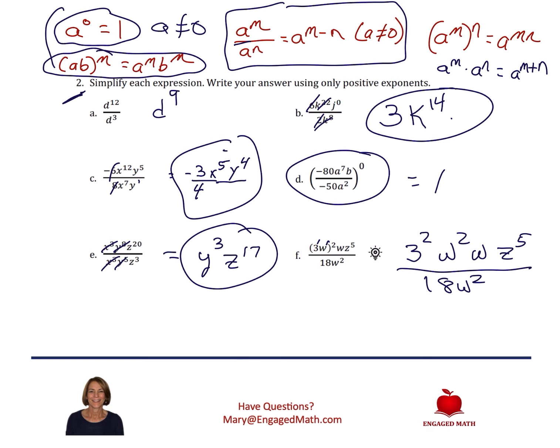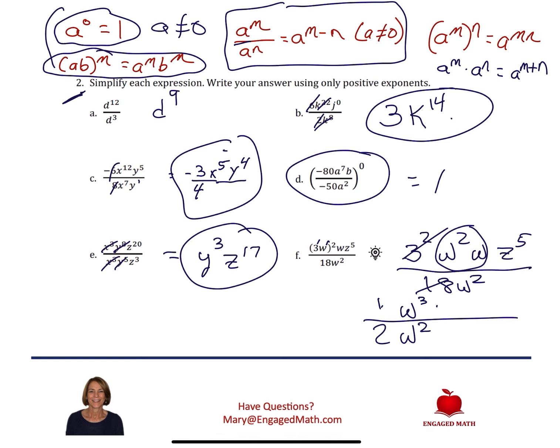Okay, 3 squared is 9, but 9 over 18, I'm kind of doing 2 steps at once here, is 1 over 2. You don't have to write the 1 in the numerator, but it doesn't hurt to do that if you want. That's 9 over 18. W squared times w. These two are going to give us w to the third, and then we have w squared in the denominator. Again, I'm going to do 2 steps at once. The w to the third over the w squared is just going to leave us with w to the first in the numerator. Let's do it as 2 steps actually. Okay, so now what we have is z to the fifth in the numerator.